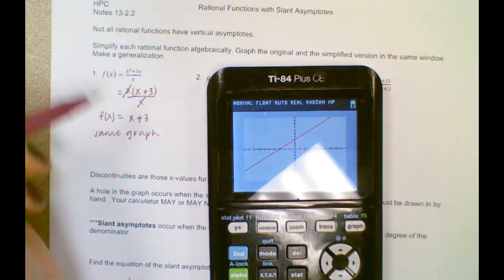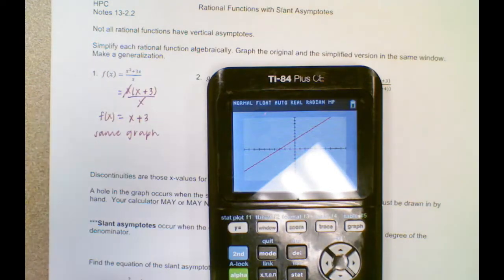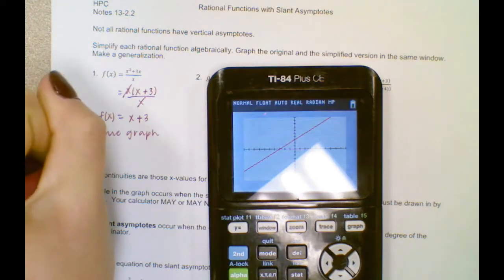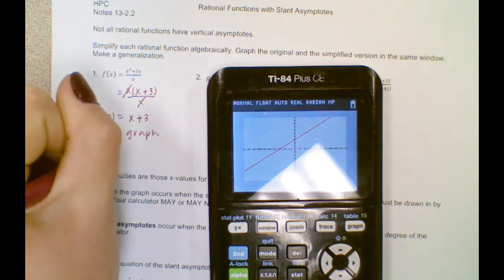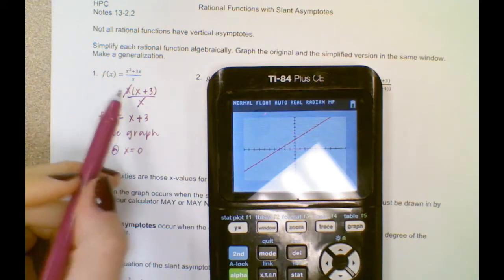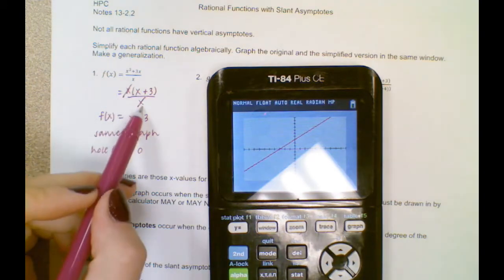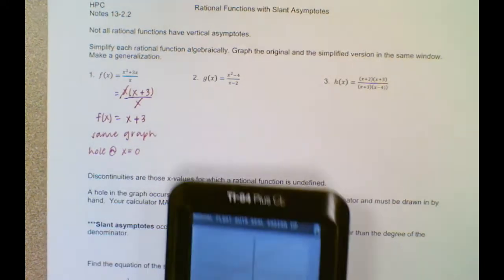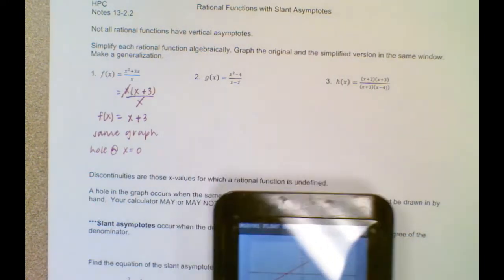And just a quick little review, what happens when we undo those x terms? That means that there is a what? Good, there's a hole. There's a hole then at x equals 0, okay? Because remember, if we set that x equal to 0, we just say that x equals 0. So that's where we have a hole in our graph, okay?